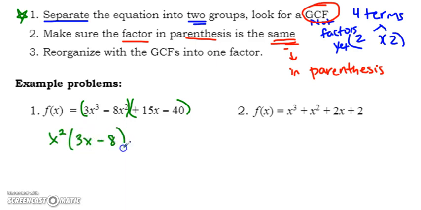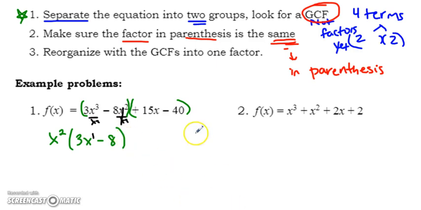Which means that 3x minus 8 is going to be left over, because if I divide this by x squared, then the exponent, the degree, has to go down to 1. And if I divide this term by x squared, then it goes away altogether, okay?